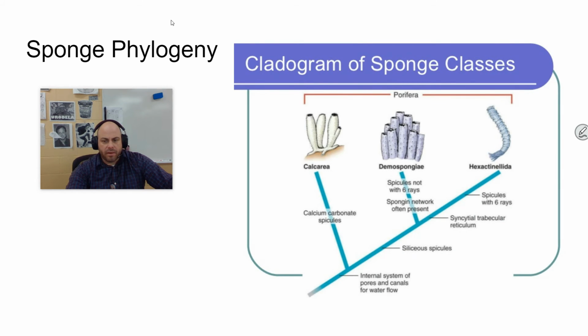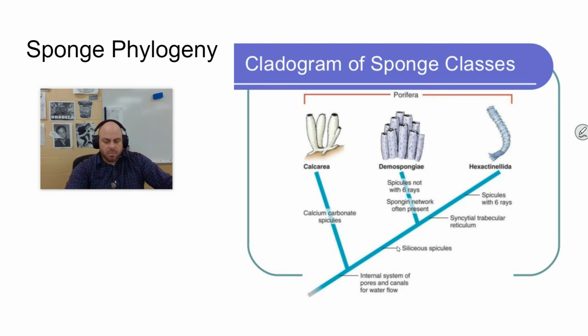And here's a cladogram of the three sponge classes that we looked at. Calcispongiae would be back here at the beginning. Carbonate sponges. You can see here the derived character for all sponges is this internal system of pores for water to flow. This makes them different than, say, a single-celled organism or even a more complex multicellular organism that doesn't have any real structure.